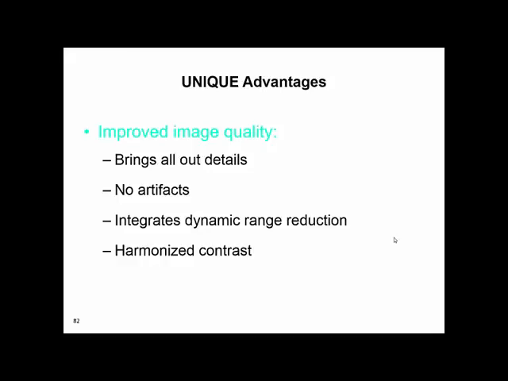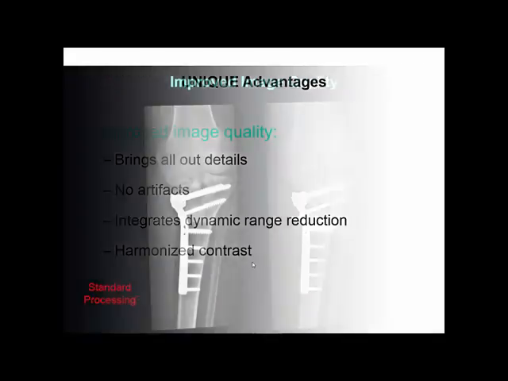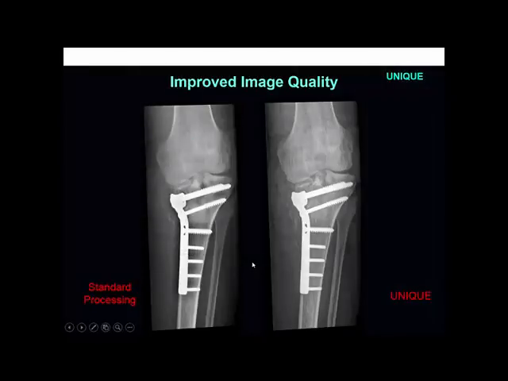It improves image quality by bringing out all details, and again there are no artifacts. When you remember this image from the beach, this brownish artifact line, we come to this in a minute and we see how this looks like in a medical image. It integrates dynamic range reduction and harmonized contrast. This is a picture about the difference between unique and normal conventional image processing.